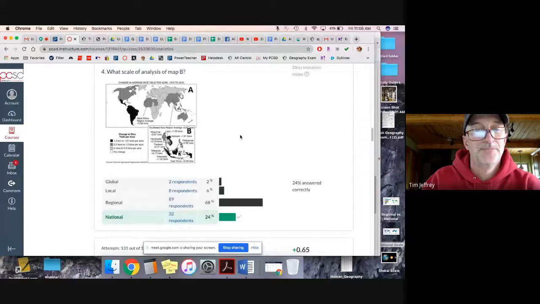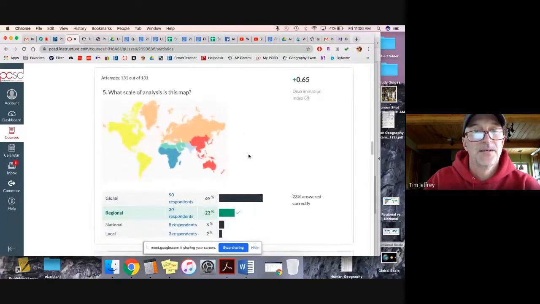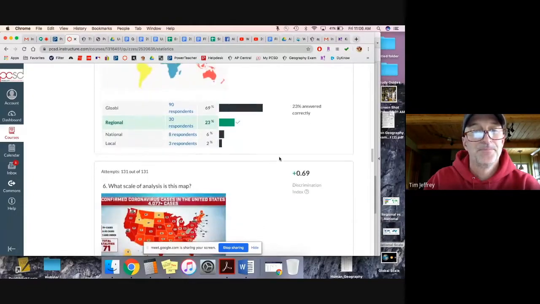For map B, it was national. Again, a lot of you put regional. Yeah, it is. The whole scale is regional. It's just Southeast Asia. But again, see the borders, see the different shades. We're looking at a national analysis of the map. This one was regional. Again, no borders. We're basically just looking at Europe or North America or the Western Hemisphere. No borders. So it's going to be a regional map.